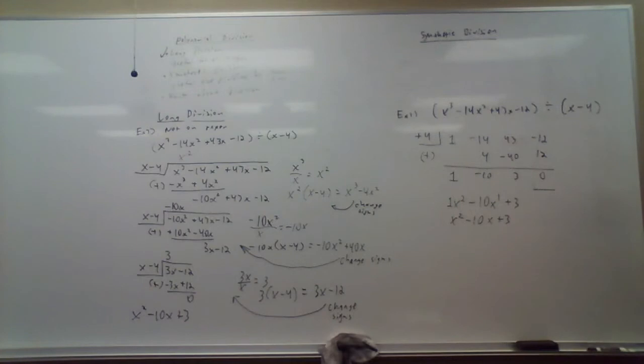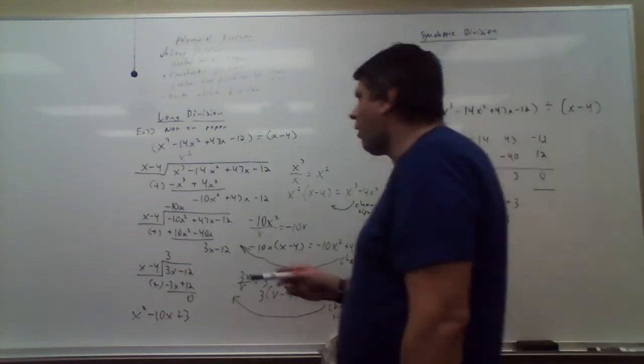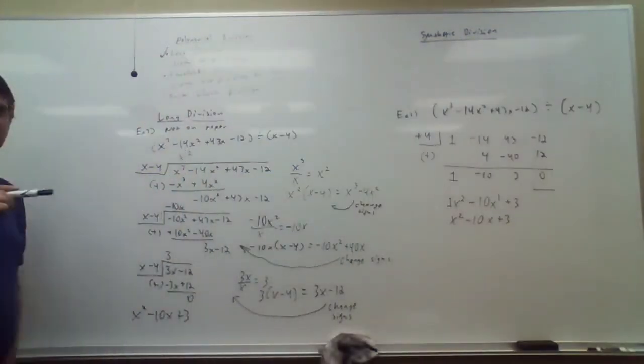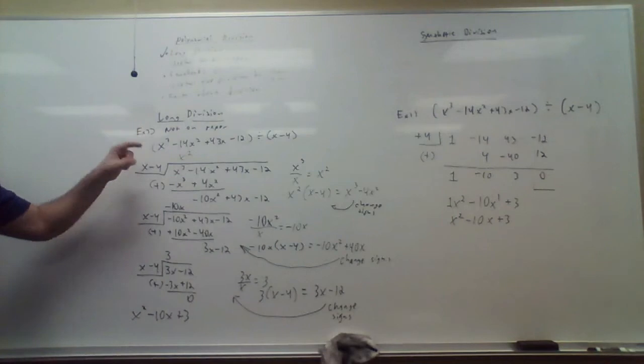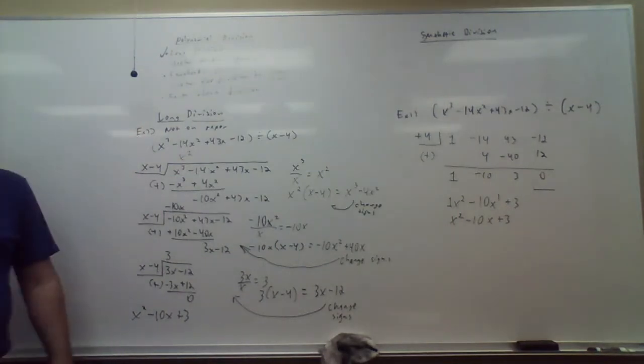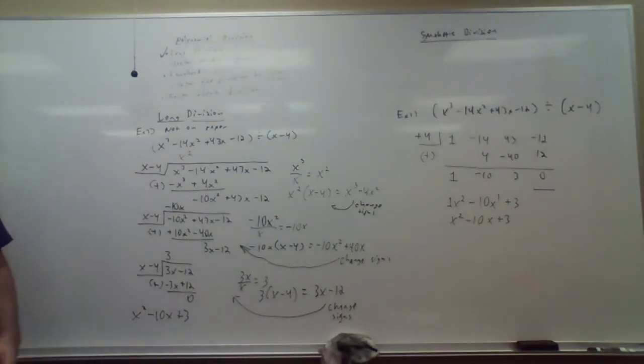It is faster, it's quicker, it takes less space. The problem is that synthetic division only works when you are dividing by x plus a number or x minus a number. Of all the long division examples, we did 3 long division examples. Only this one was doable by synthetic division. Examples 1 and 2 were not.